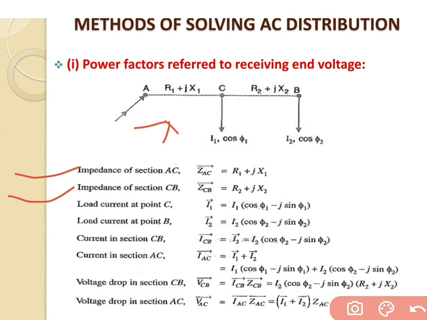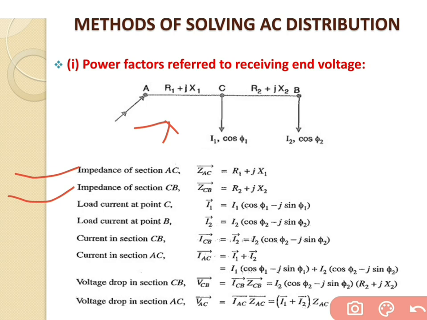Now we are going for the load current at point C. At point C, the tapping is given by I1, cos phi 1. If we go through a DC system, I1 is considered as the load only, whereas in an AC system, I1 as well as the power factor is considered as the loading condition. So the load current at point C is I1 equals I1 in the bracket cos phi 1 minus j sin phi 1. This is the equation for the load current in terms of AC current.